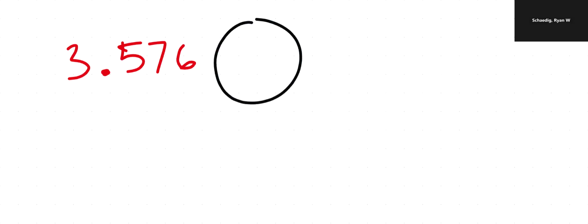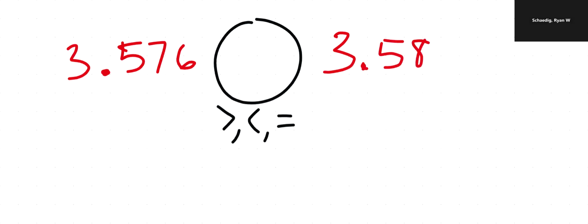So here would be our first example. We have something along the lines of 3 and 576 thousandths. We often are given this little circle, and that's where they ask, what symbol do you put in here? Greater than, less than, or equal to? And then we'd have our second decimal, which would be 3 and 582 hundredths.